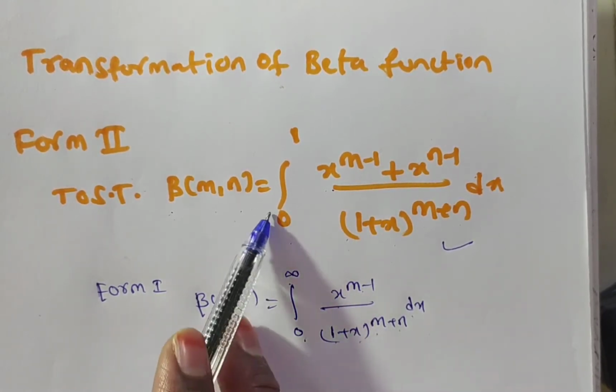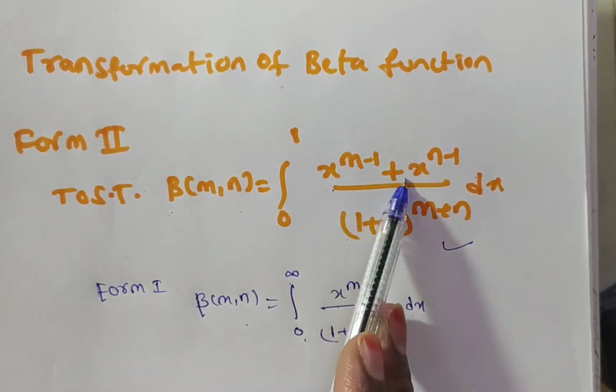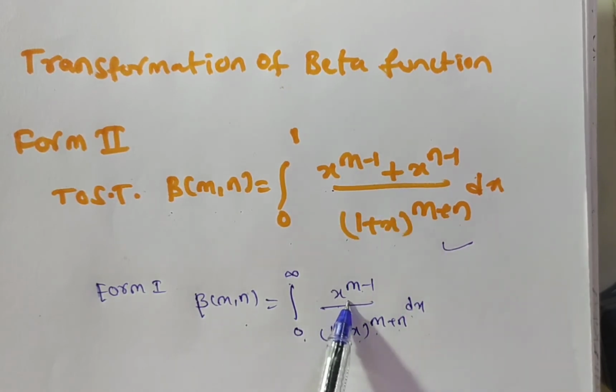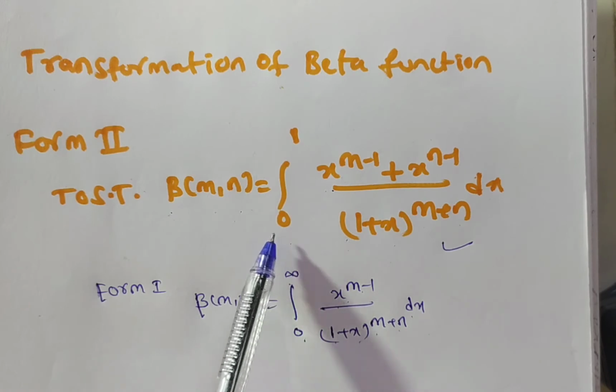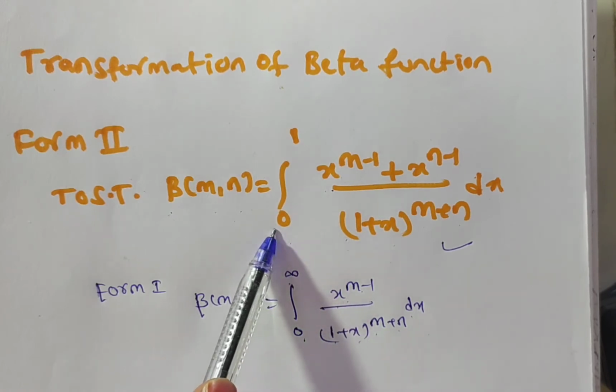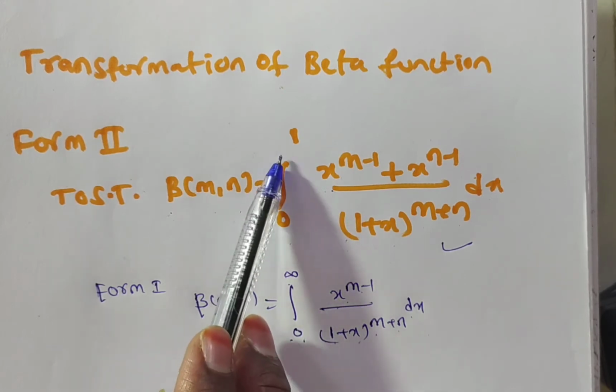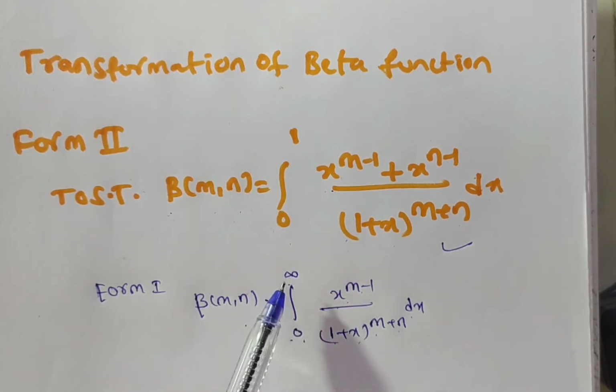What is the difference between these two? Here you have a sum of two functions, but here you have only one function. Also observe the limits: the lower limit of form 2 is 0, and the lower limit of form 1 is 0. The upper limit here is 1, but here you have infinity.